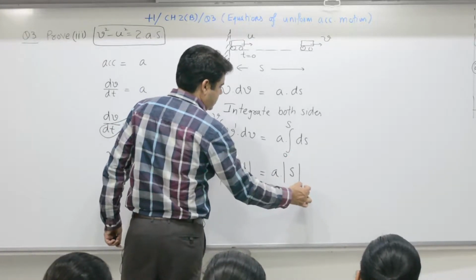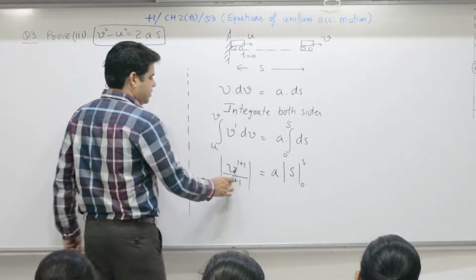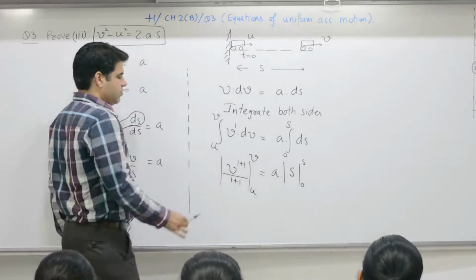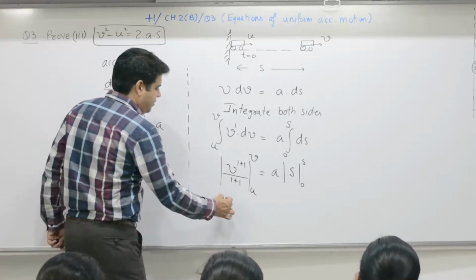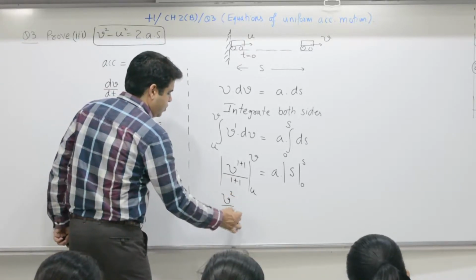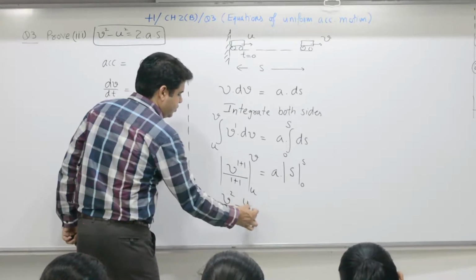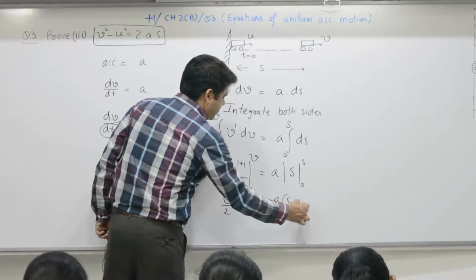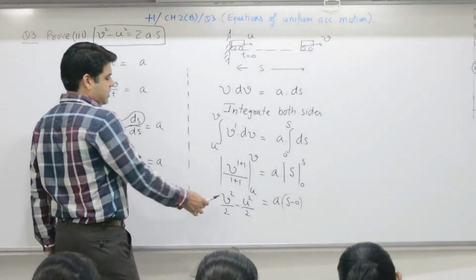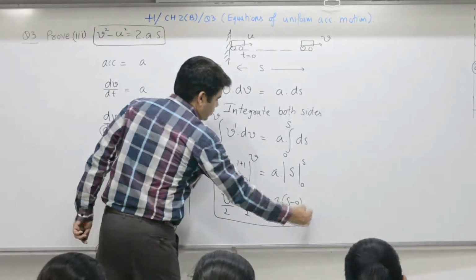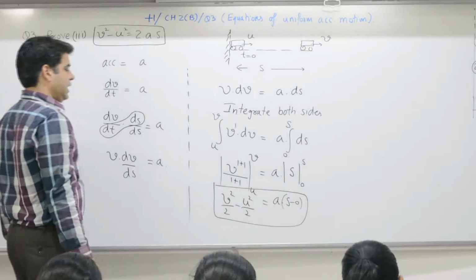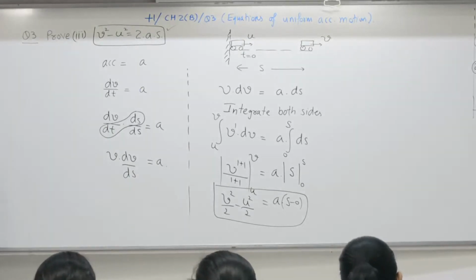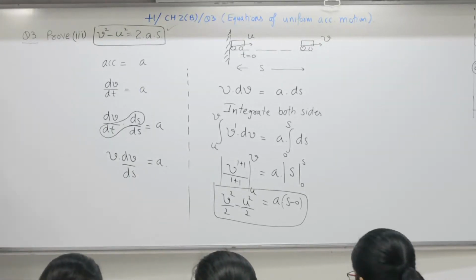Integration ds is s. Limits 0 to s. It is what? V square by 2, initial u, final v. So, what you get is v square by 2, upper limit v square by 2 minus lower limit u square by 2 is equal to what? A s minus 0. Solve करोगे, what you get is V square minus U square is equal to 2AS, same. So, standard 5 marks question, +1.